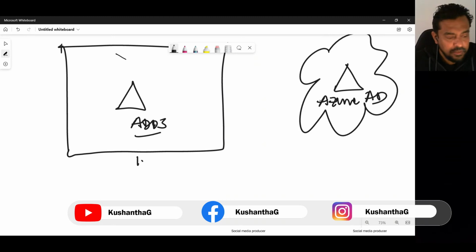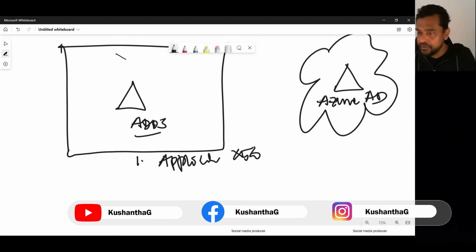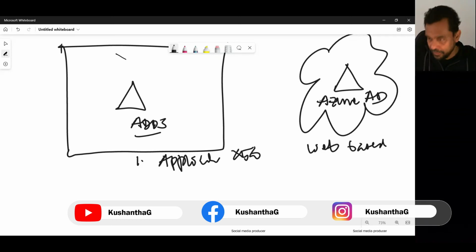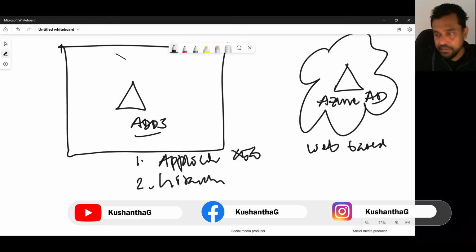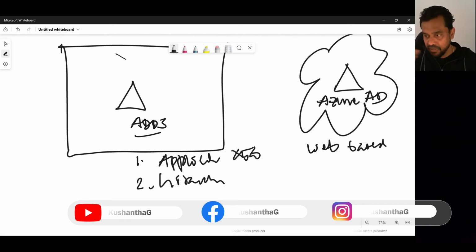Also, Active Directory Domain Services is an X500-based application directory, but when it comes to Azure, this is a web-based directory. Active Directory Domain Services is a hierarchical directory, so it has a hierarchy. But Azure Active Directory is a flat directory. Whenever you create users, there won't be any hierarchical model, but it will be a flat directory.